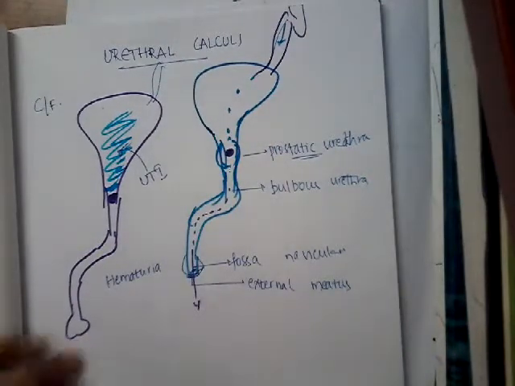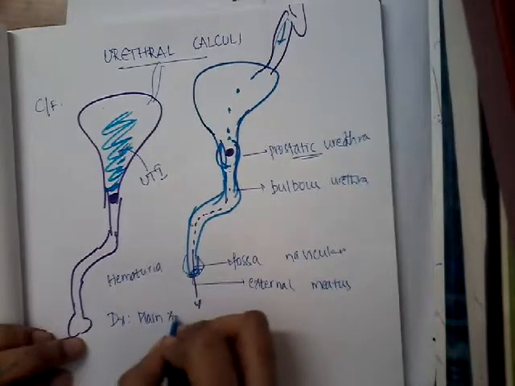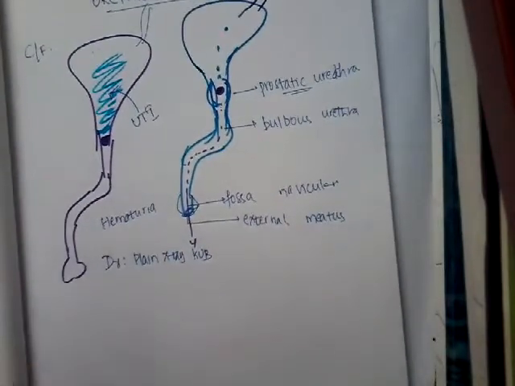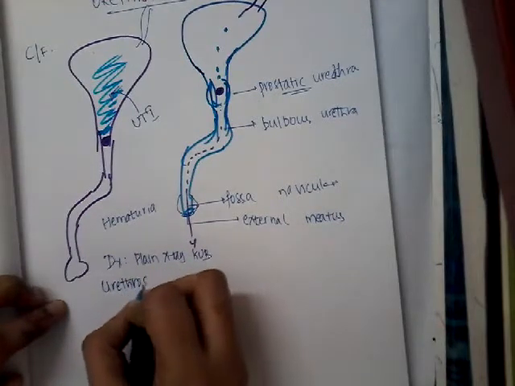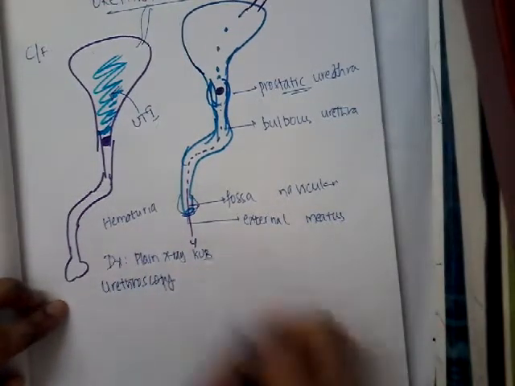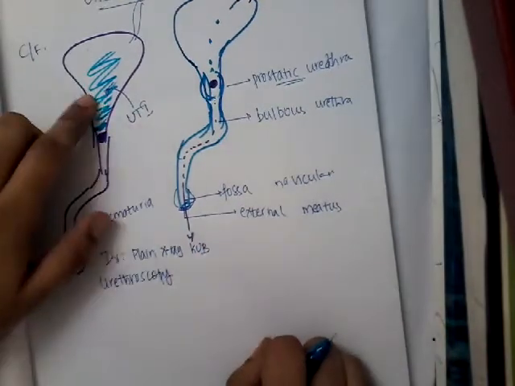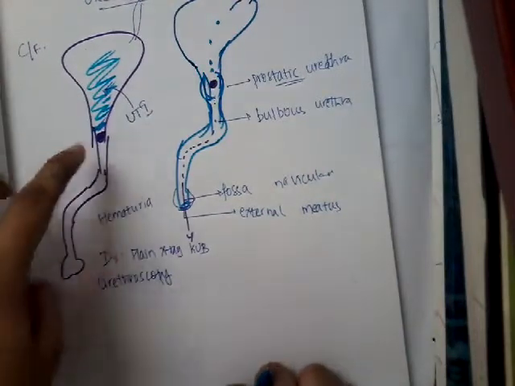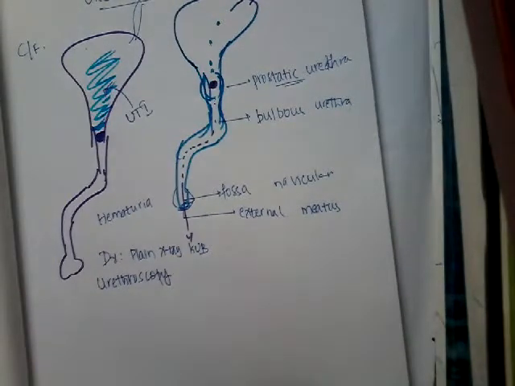Okay, how are you going to diagnose it? Diagnosis: most of the stones are radio-opaque, so you can do a plain X-ray KUB, that is kidney, ureter, bladder, for radio-opaque stones. And to confirm the presence of stones, you will have to do urethroscopy. Because there is an increased chance of urinary tract infections, urine should be sent for microscopy and culture and sensitivity.